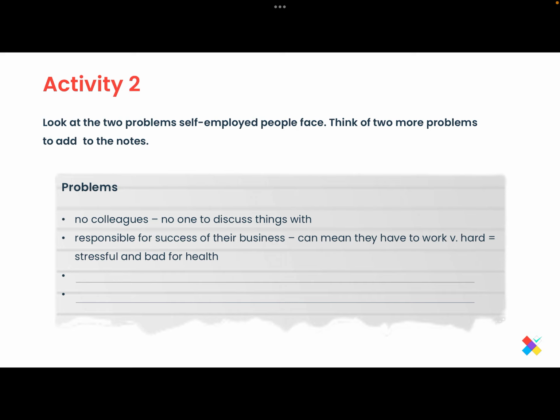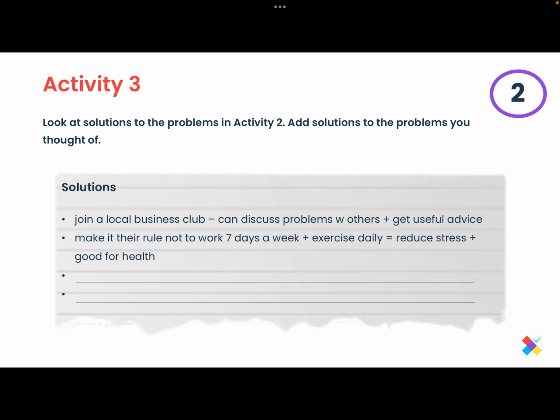Okay, time's up. As I said, don't worry about the answers. And now we're moving on to the third activity. Okay, you have some problems. I would like you to look at two solutions from the previous activity. And again, add two more solutions to the problems you thought of. Brainstorm, think what other solutions you might add. You've got 2 minutes for this one.